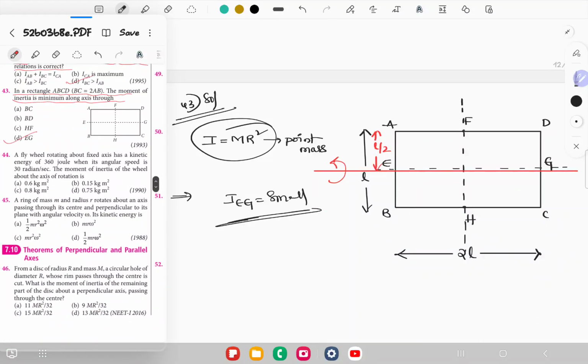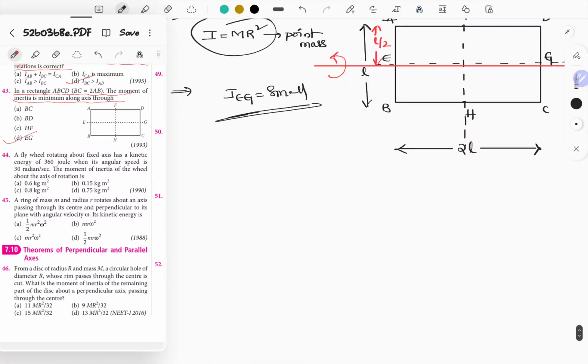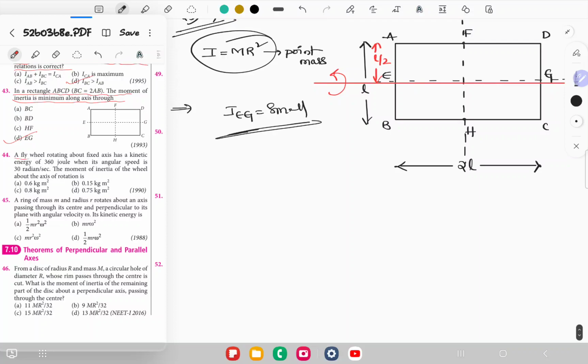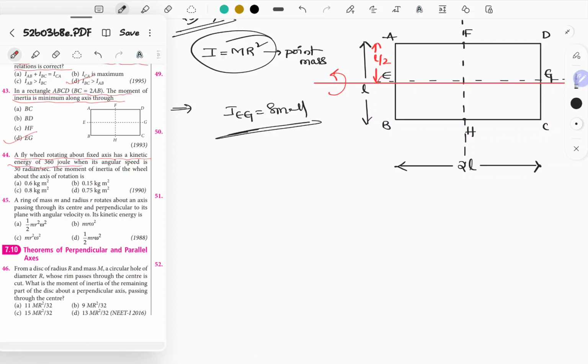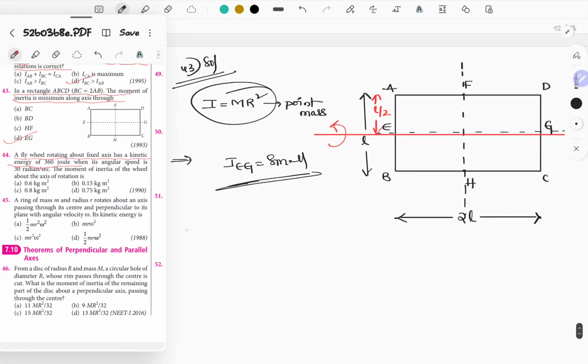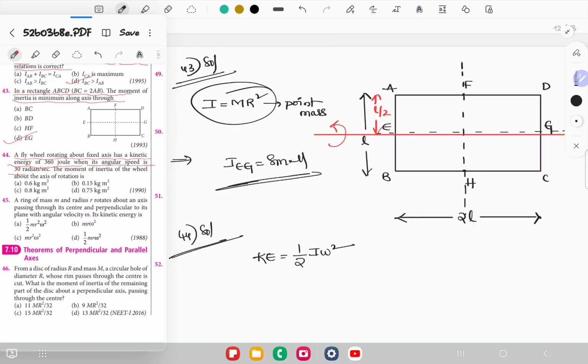Super. Next, a flywheel rotating about a fixed axis has a kinetic energy of 360 joules. So a wheel rotating, what kind of energy will it have? It will have rotational kinetic energy. Question number 44 solution. What's the rotational kinetic energy formula? It is equal to 1 by 2 I omega square. Okay, so everything is okay. What's the question they're asking? When its angular speed is 30 radian per second, they are asking the moment of inertia of the wheel.